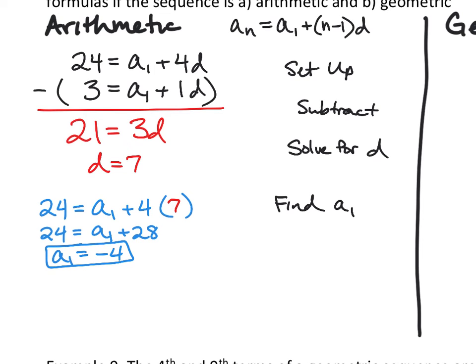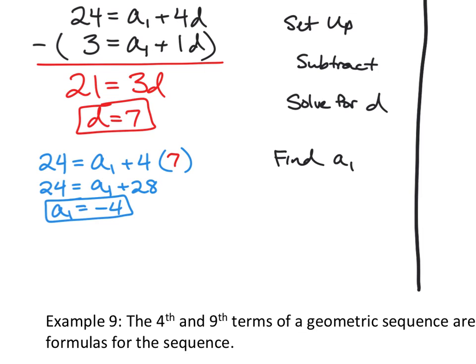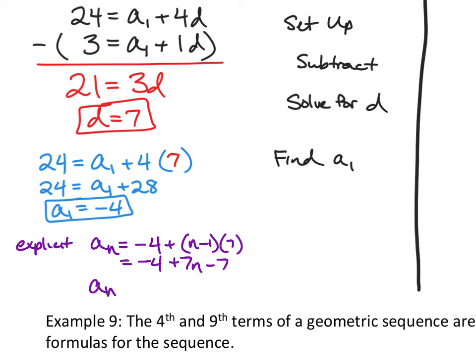These two pieces, the a sub 1 and the d, are all that I need to write both forms of this equation. Okay, so if I wrote the explicit, remember the explicit is a sub n equal to a sub 1 plus n minus 1 times d. That's the formula. So then we can just clean this up by distributing and rearranging it for a nice, pretty looking explicit formula.